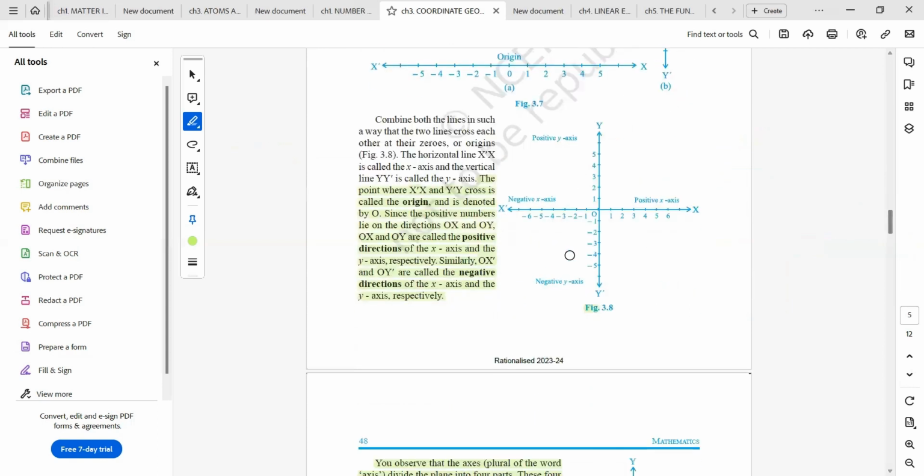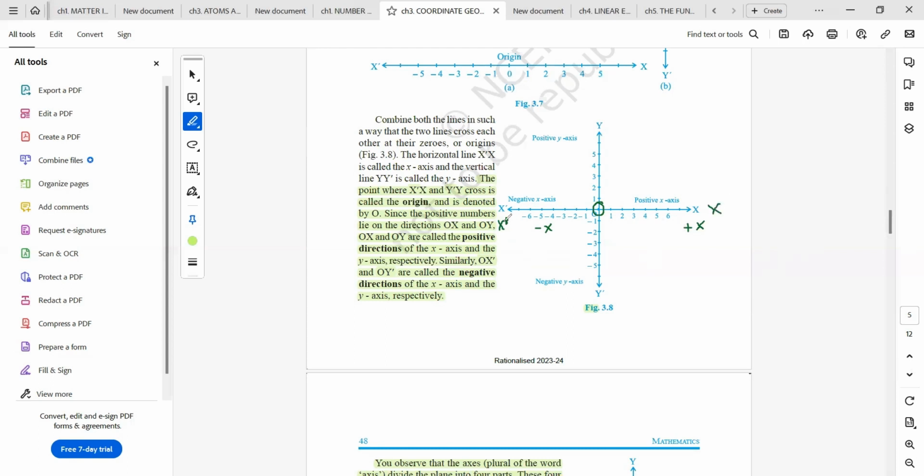Okay. So this is our origin. This point is our origin. O is the origin. Then we have all the positive numbers on x. So this is plus x, the positive x-axis, and this is minus x, that is the negative x-axis. Fine. So what do we do? Instead of writing minus x, we simply denote it with x dash. This is x and this is x dash.